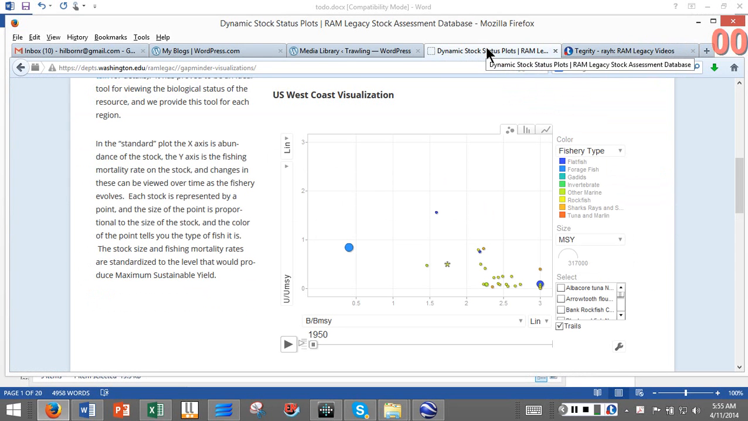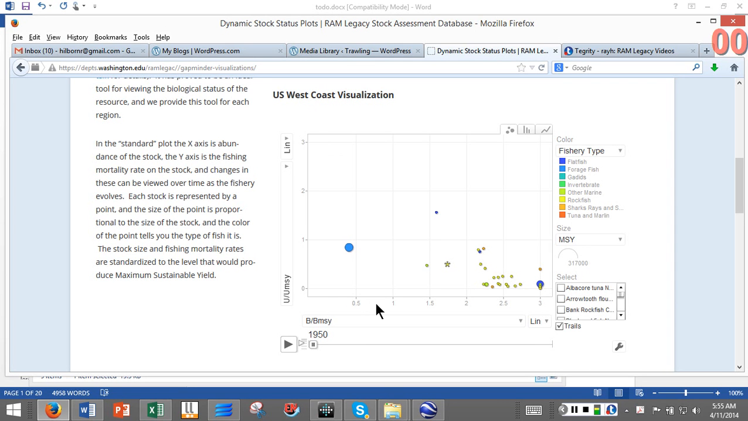This is a brief introduction to dynamic status plots. We're going to use the U.S. West Coast example as it comes up on the website as the first option, but you can do this visualization for any of the regions. First, let's understand the basic structure of the plot.